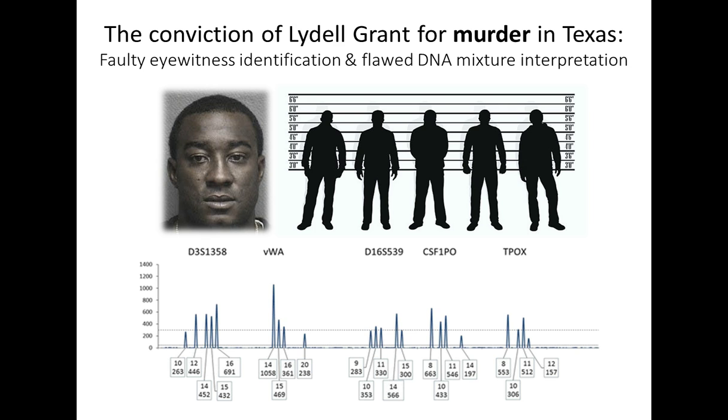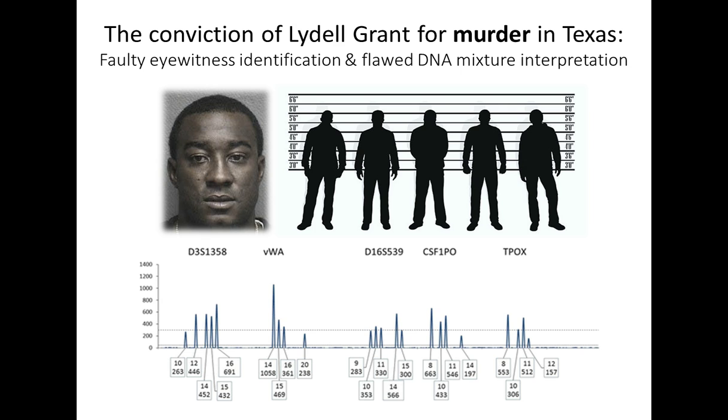So this case pertains to the conviction of a man named Lydell Grant for murder in Texas, and this is Lydell when he was arrested for murder in Houston, Texas. Primarily the evidence that was used against him during his trial, and I'm going to go through a background of the case, was eyewitness identification and flawed DNA mixture interpretation.